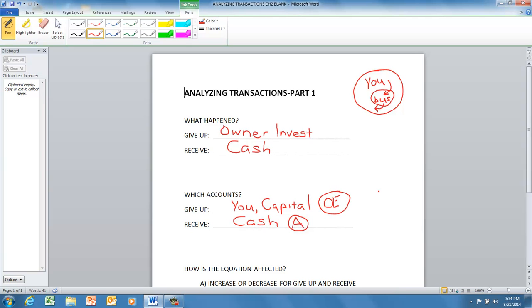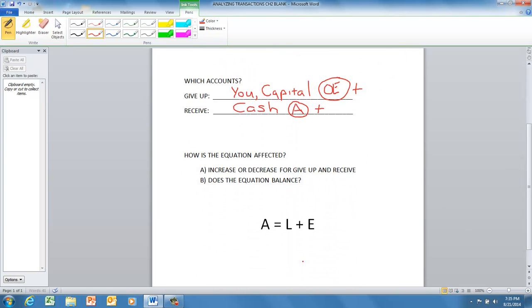All right, now we have to go back to the top and say increases and decreases. Do we, meaning the business, have more or less cash than we did 5 minutes ago? Well, we have more cash than we did 5 minutes ago. Is there more or less owner investment than there was 5 minutes ago? Well, 5 minutes ago there was no owner investment. Now we have an owner investment, so there is more owner investment. I go down to my transaction and I have a plus under assets, and I have a plus under owner's equity, and plus equals plus, and so we're good to go.